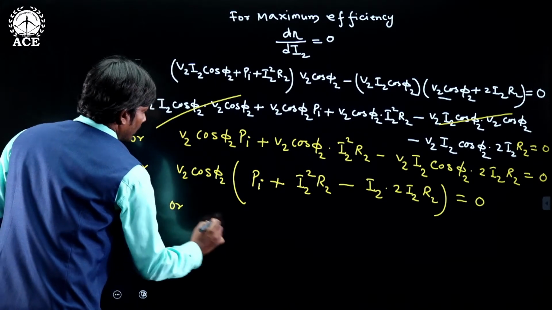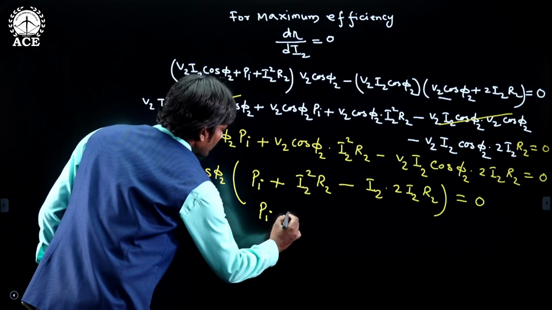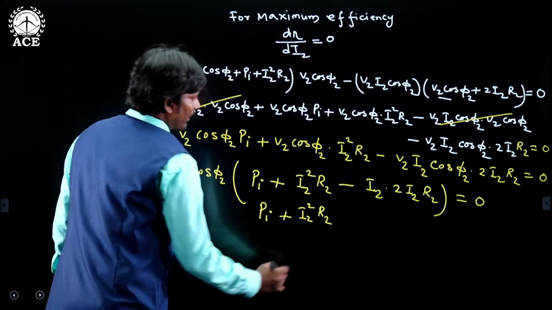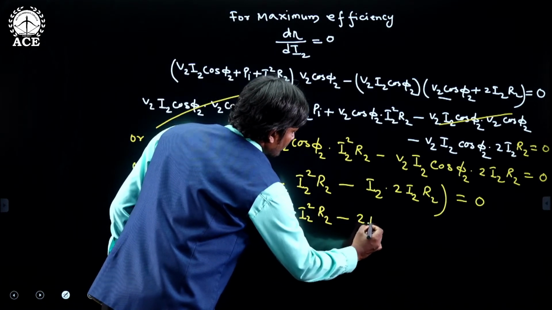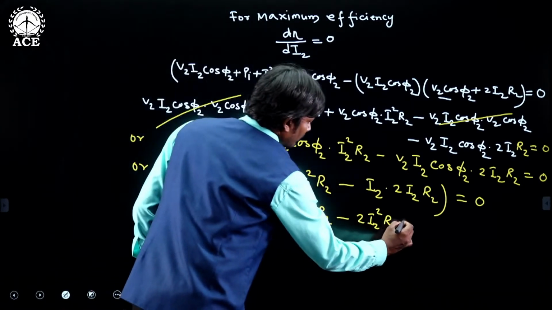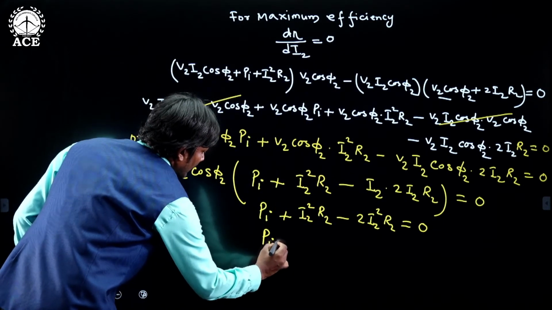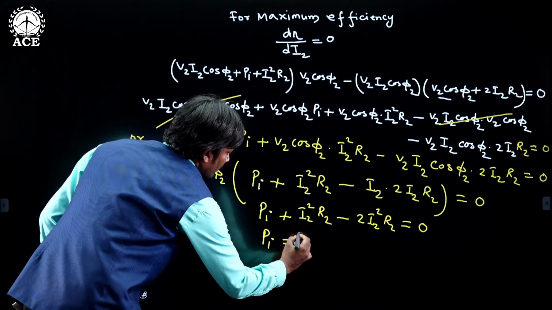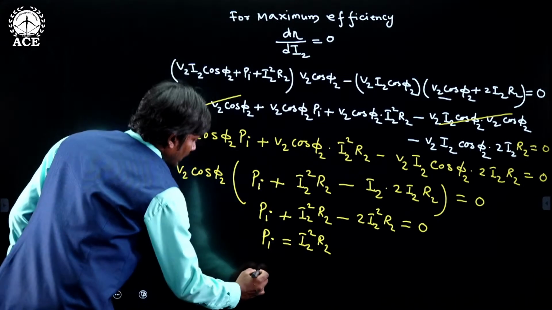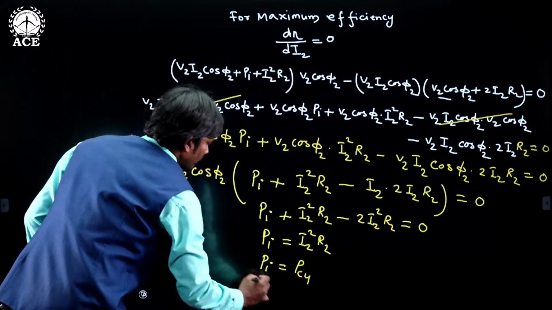Therefore, Pi plus I2 squared R2 minus 2 I2 squared R2 is equal to 0. Now Pi is equal to I2 squared R2, and this is nothing but Pi is equal to Pcu.